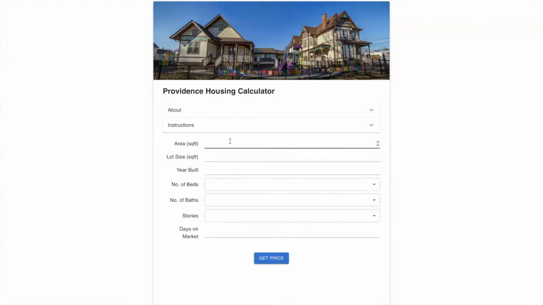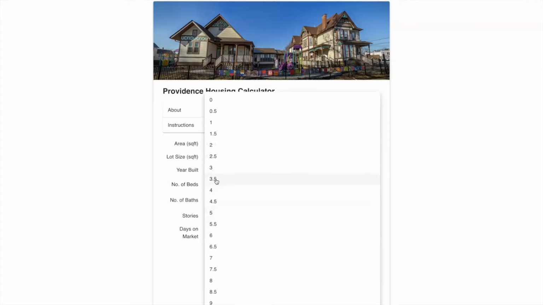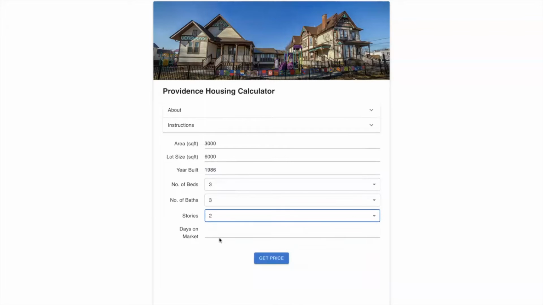So let's give it a spin. Let's say Sally has a house that has 3,000 square feet of area and a lot of double that, 6,000 square feet. It was built back in 1986. It has 3 beds, 3 baths, and has 2 stories. She's listed it on Zillow for 60 days and hasn't had an offer yet. She wants to see how much this could potentially sell for. Let's try clicking get price. So we see we've obtained the number of $598,000.